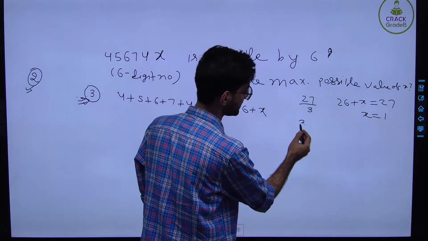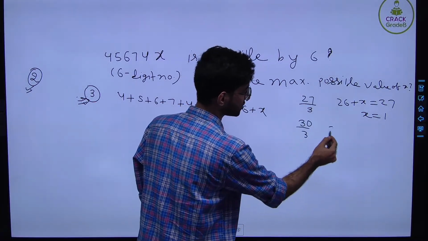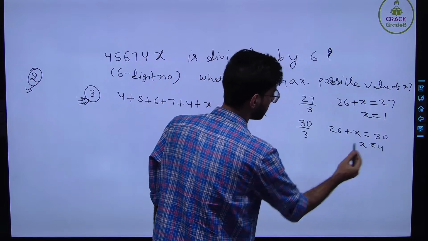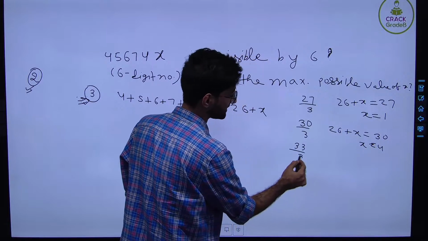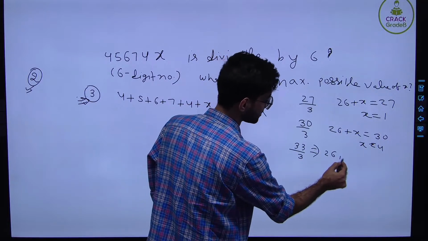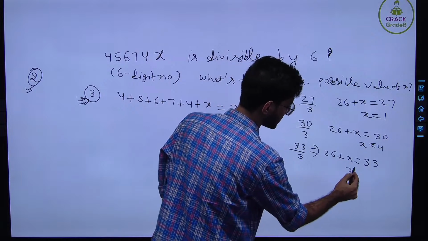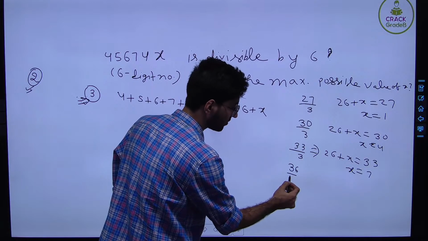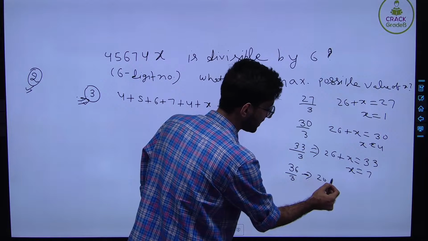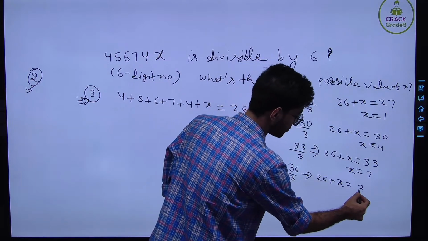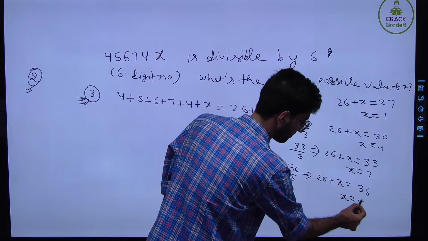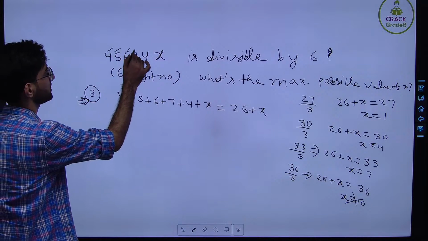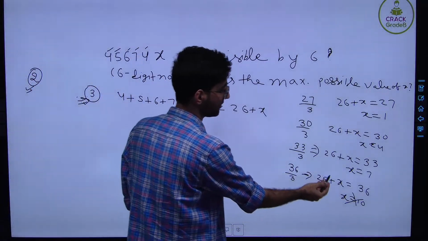After 27, 30 is divisible by 3. So 26 plus x equal to 30, so x will be 4. Then 33 will be the next number divisible by 3. So 26 plus x equal to 33, so x equal to 7. Then can we say 36? No, you can't say 36, right? Why? If you put 26 plus x equal to 36, x will be 10. x can't be 10. It has been very clearly mentioned that this is a 6-digit number, so this value is not acceptable.